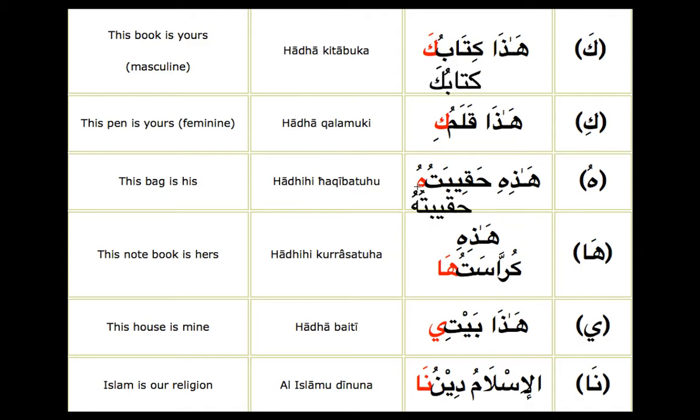Whenever we have an attached pronoun, we'll translate the pronoun first and then the noun. So that makes sense when you're translating and understanding. So we say hadihi haqibatuhu. We don't say this bag his. So we'll say this is his bag.